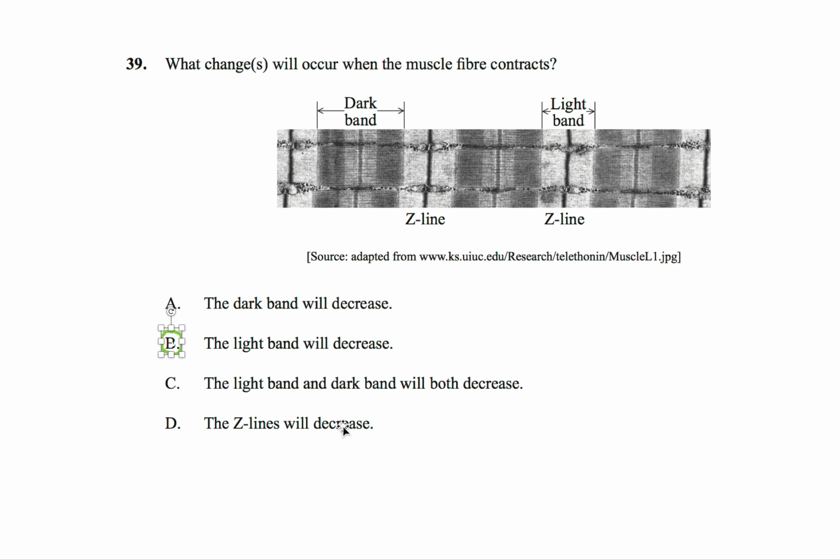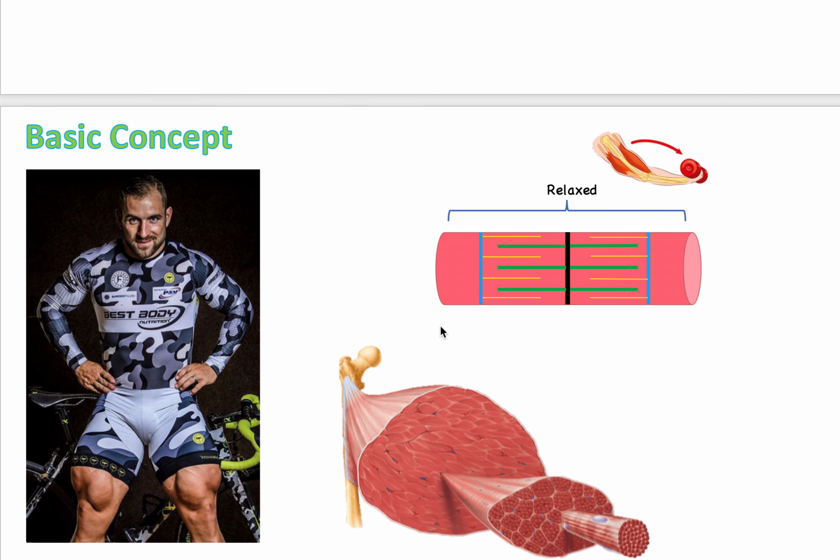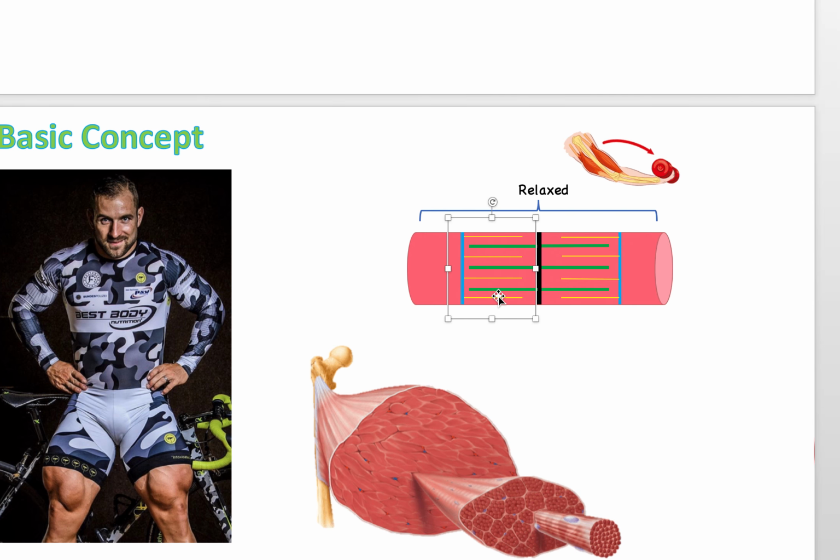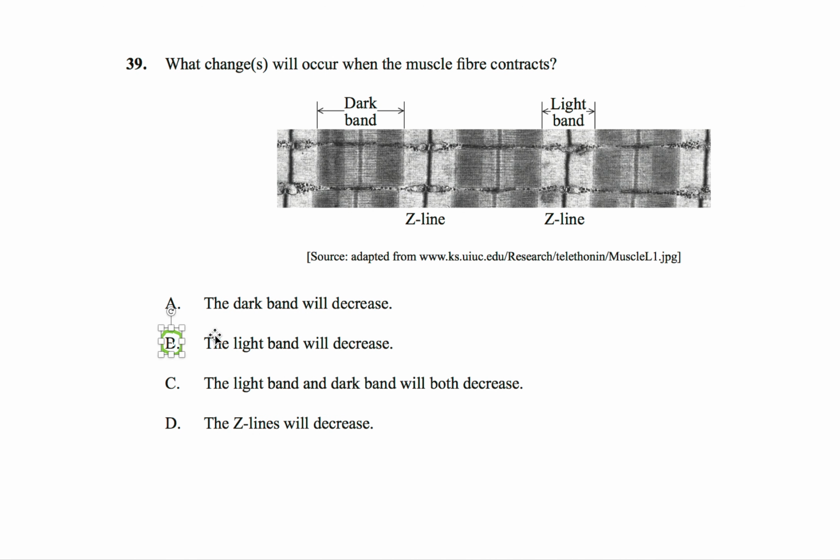The Z lines will decrease. The Z lines stay the same length, right? This is a Z line. Does anything happen to the Z line as you contract? No. It's still this long. But the sarcomere gets smaller though, but not the Z lines. The Z lines are the same length. So therefore the answer will be B.